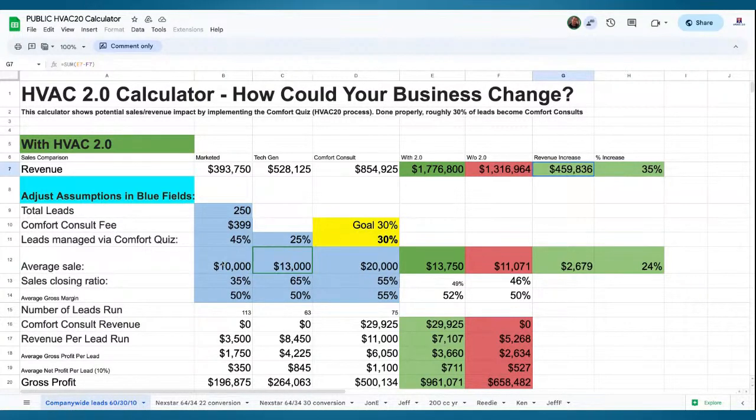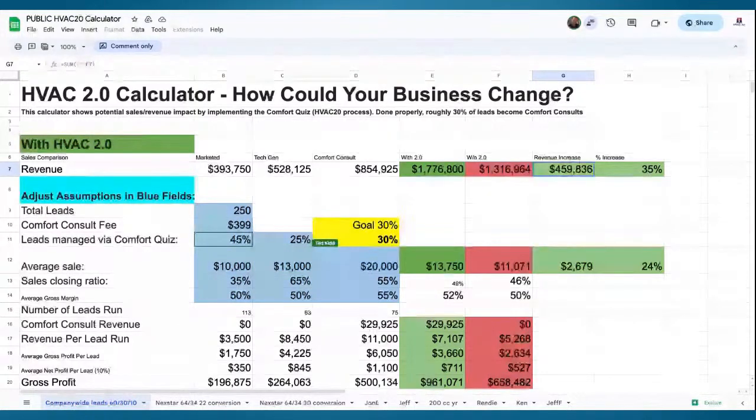Like if we change the average sales to like 8 grand and 11 or 12, that'll all move around as well. So you can change whatever you want in here and just see what happens. You want your current numbers to be well represented, and then you are just going to end up changing the leads that are managed by the Comfort Quiz.